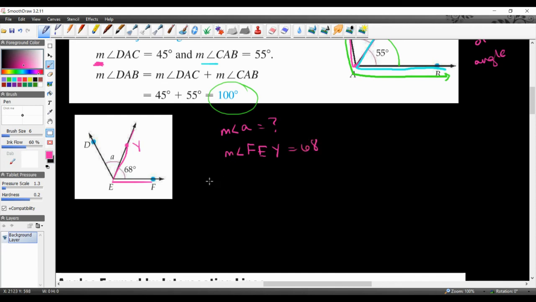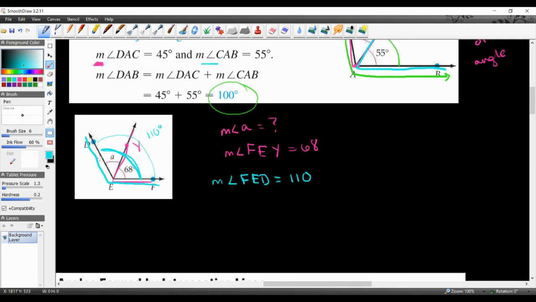Let me use a different color. I think I didn't cut off the whole problem, so that's all right. We're just going to make it up. The measure of this entire thing, measure angle FED, let's say that's equal to 110. So if we know that this whole thing is 110, how would we find letter A?